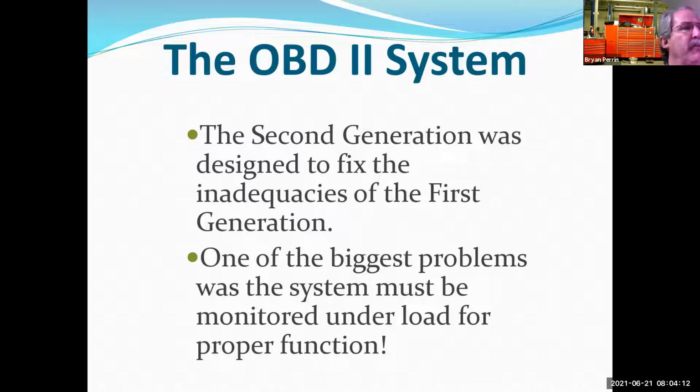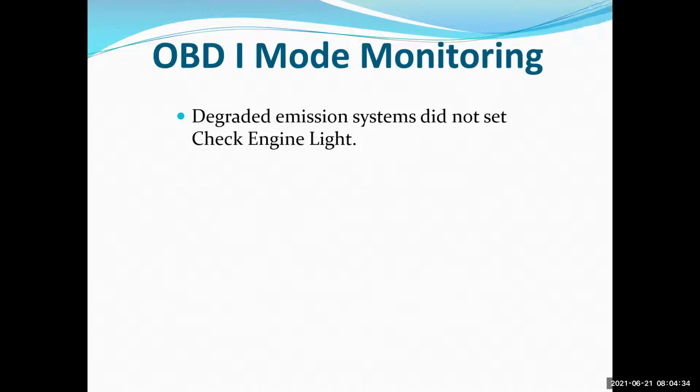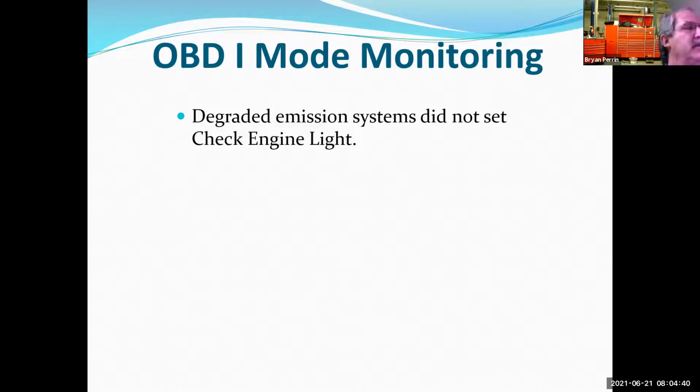And so we wanted to be able to test these systems under normal operating conditions. So under load, when they're working, how well are they working? Not just, are my sensors okay? Am I hooked up electrically? So with OBD1 monitoring, degraded emission systems did not set a check engine light. Got it. And so degraded systems did not set a check engine light.